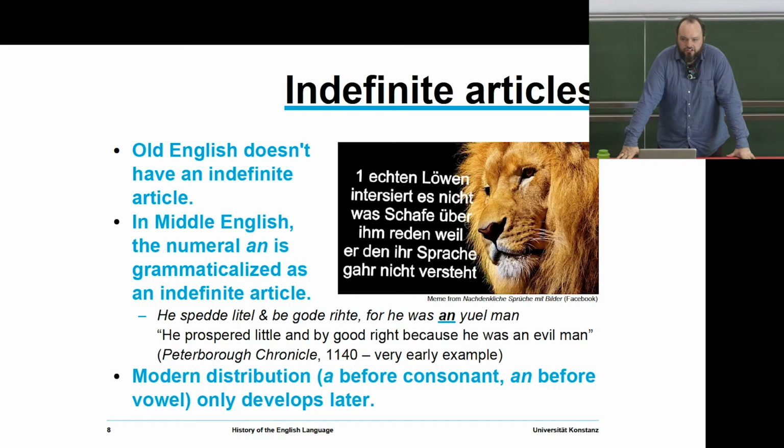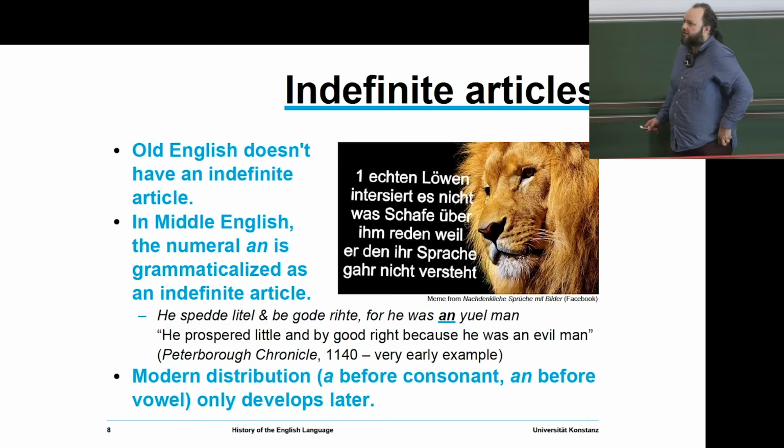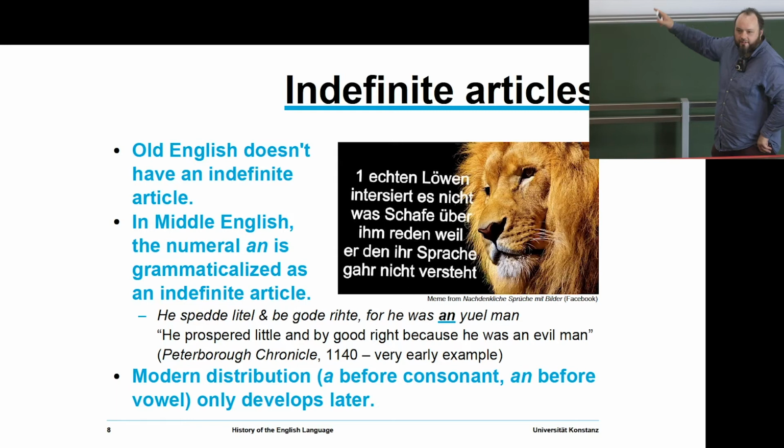Can anyone remind me what the generalization is for when you use a and when you use an in English? Yes, you use a if it's followed by a consonant, and you use an if it's followed by a vowel. Basic stuff, but it might be interesting for you to think about how this arose historically, how it got to be like this in the first place. We're not going to go into detail on this, but the textbook has some information about it, and it is an interesting development. Hey, I just asked you a question for which the answer was literally on the slide behind me. That was pretty stupid, really, but thank you for humoring me by answering.